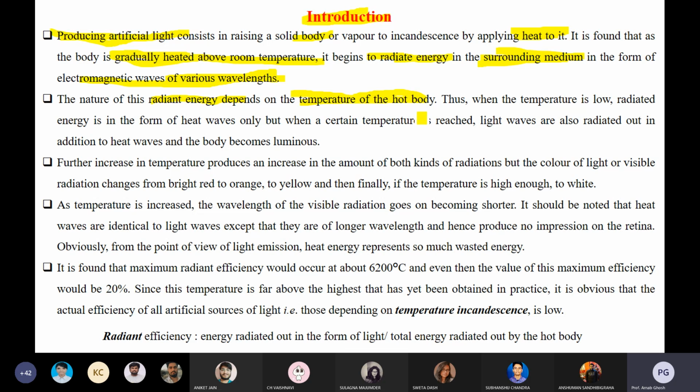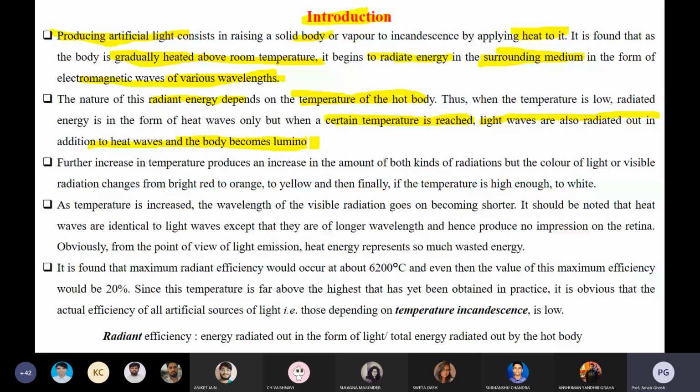So how much you are getting depends on the temperature of the hot body. Thus, when the temperature is low, the radiated energy is in the form of heat waves only, until a certain temperature is reached. It can radiate heat up to that temperature. After that, the heat energy is converted to light. Then light waves are also radiated in addition to the heat waves, and the body becomes luminous.